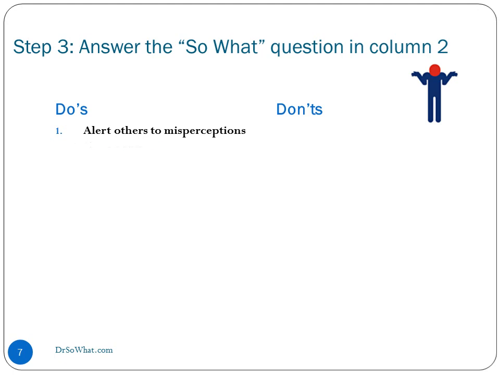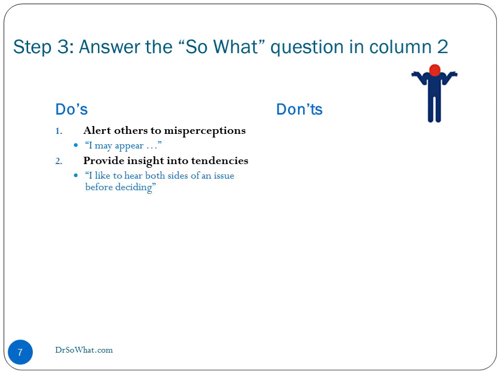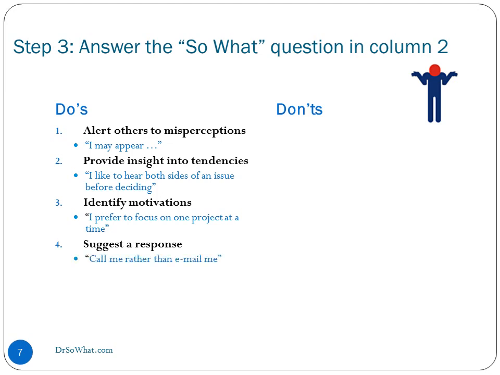We want to alert others to misperceptions. Possibly, I may appear aloof. I'm an introvert. I may appear aloof when I'm working on a task. Provide insight into tendencies. For example, I like to hear both sides of an issue before deciding. This is a time to identify your motivations. I prefer one project at a time. It might be helpful to suggest a response, possibly the way in which you like to work as far as the communication. Call me rather than email me. And try to suggest several so what's for each column 1 item.